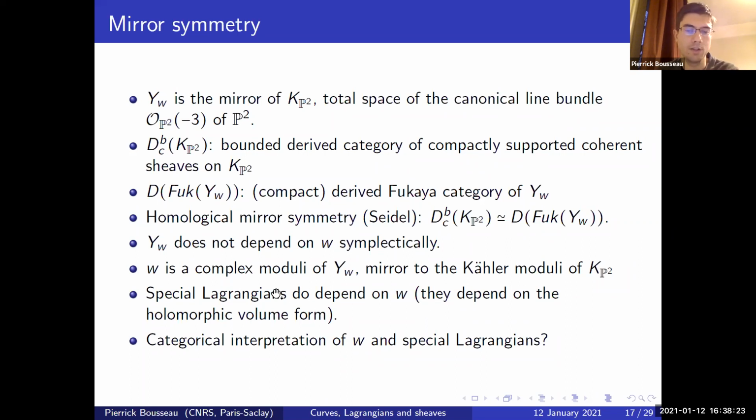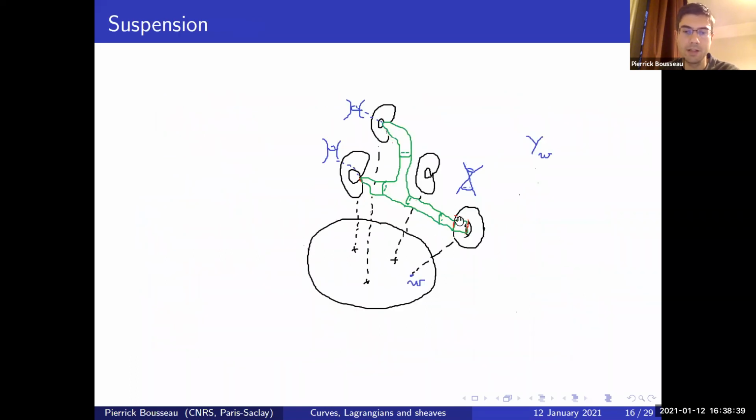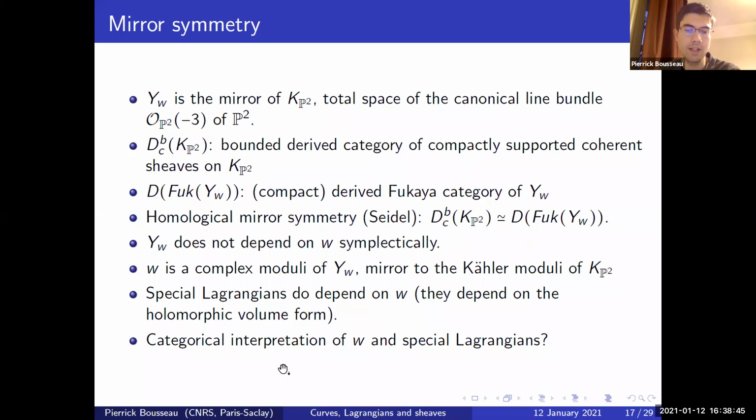in the definition of special Lagrangian, you need to use not just the Kähler form, not just the symplectic form, but you need to use the holomorphic volume form, which certainly depends on the complex structure. And so to be able to see what special Lagrangian in YW becomes through homological mirror symmetry, you need to know what is the meaning of this W and of special Lagrangians from a categorical point of view.